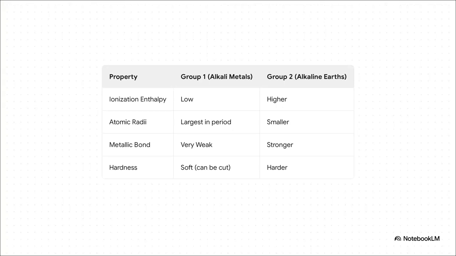Okay, this is where it all clicks. Because Group 1 metals only need to get rid of one electron, it takes very little energy to do so. That's what low ionization enthalpy means. This also makes their atoms pretty big, and the bonds holding them together are so weak that you can literally cut pure sodium with a butter knife. It's that soft. Group 2, on the other hand, has to give up two electrons, so it holds on a little tighter, which makes those metals smaller and a whole lot harder.